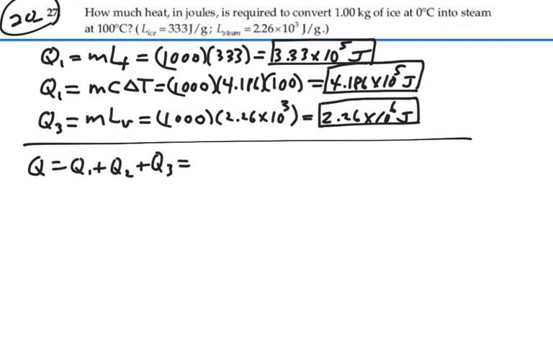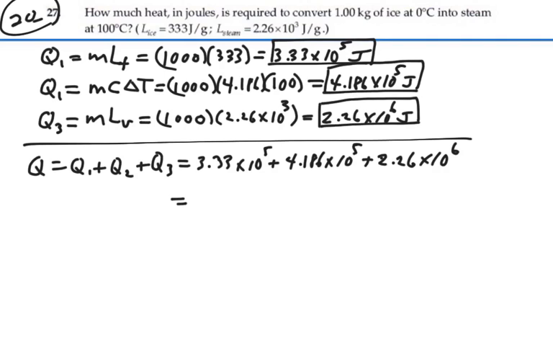So that's going to be 3.33 times 10 to the 5 plus 4.186 times 10 to the 5 plus 2.26 times 10 to the 6. And that is equal to 3.01 times 10 to the 6 joules. So we need to add that much heat in order to convert 1 kilogram of ice at 0 degrees Celsius into steam at 100 degrees Celsius. 3 times 10 to the 6 joules. Answer.